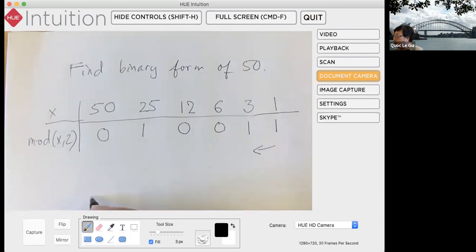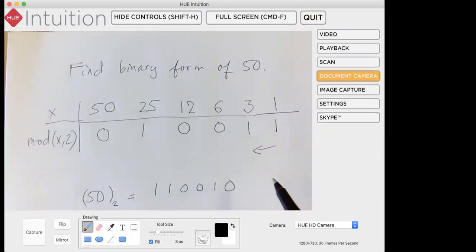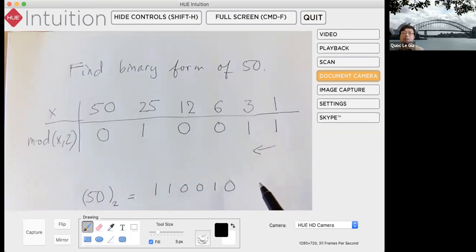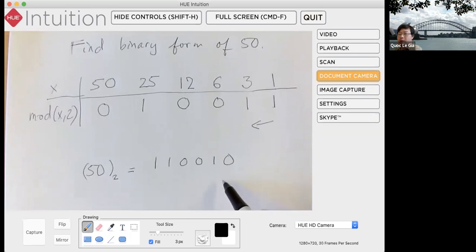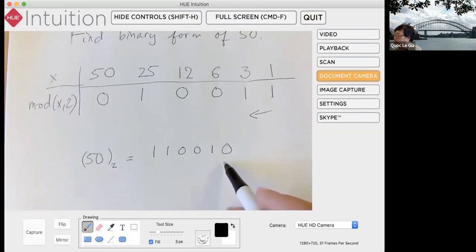So you write 50. The binary form will be 1, 1, 0, 0, 1, 0. You can check that this is correct. Why? Because if you expand it, this one is power 0.